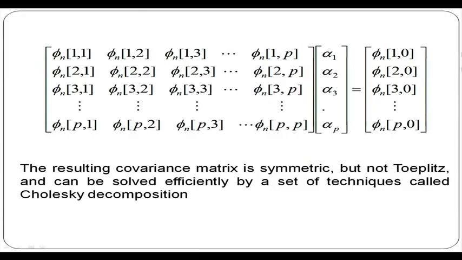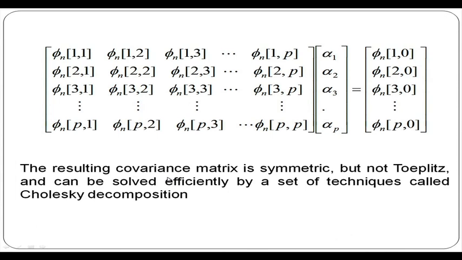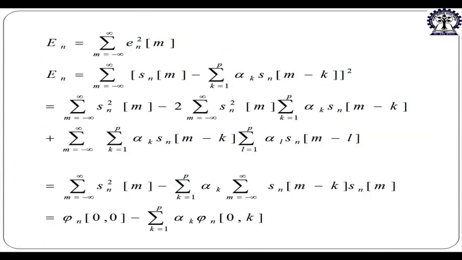Okay. So, in the last class we derived this equation. If you see this equation, we have to solve for alpha 1, alpha 2, alpha 3 up to alpha p. One of the methods is called the autocorrelation method. Before going to the autocorrelation method, the mean square error minimization gave us this equation. Now, another thing I can ask is how to find the error.